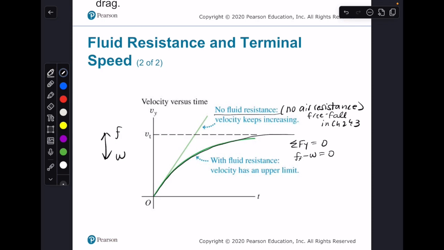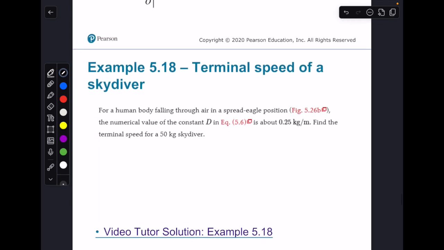So let's do an example. Let's do this example right here. So here's the skydiver. So we happen to know this constant D. We've probably done some measurements. And this constant D for a skydiver in the spread eagle position is 0.25 kilograms per meter. And we want to find the terminal speed for a skydiver weighing 50 kilograms. So when they're at terminal speed, that implies it's moving with constant velocity.